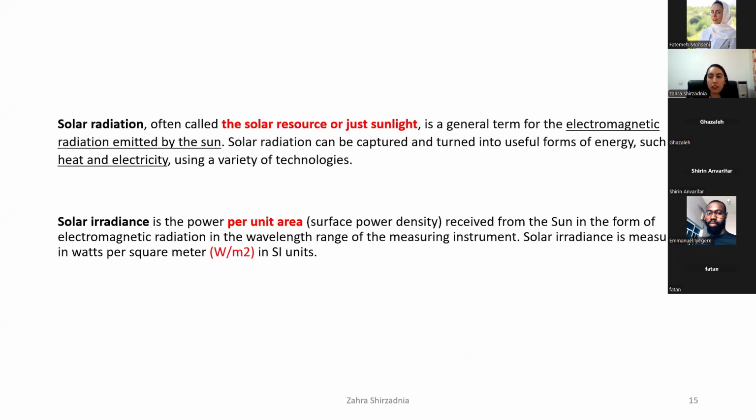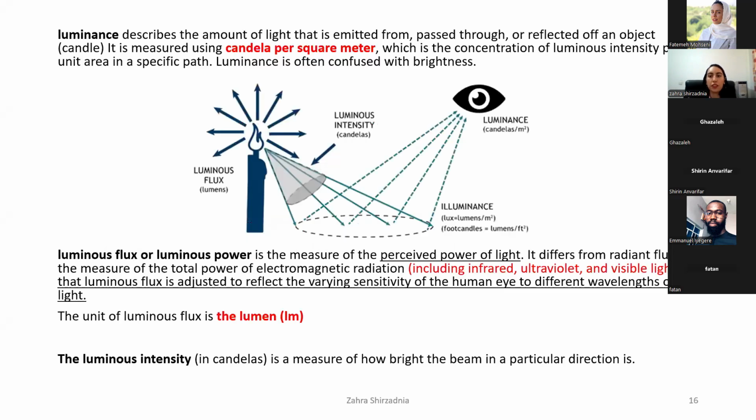Now it's time to find out about solar radiation and solar irradiance, where the difference between them is the unit. Solar radiation, called the solar resource or just sunlight, is a term for the electromagnetic radiation emitted by the sun. And solar irradiance is the power per unit area. Solar irradiance is measured in watts per square meter in SI units.